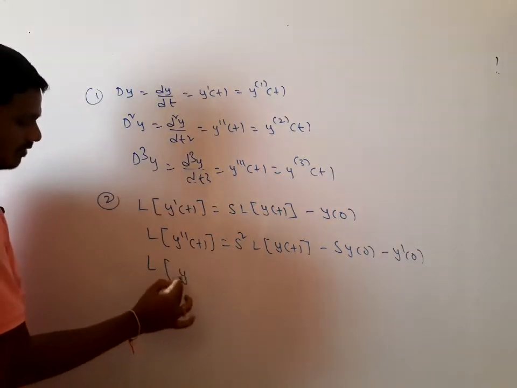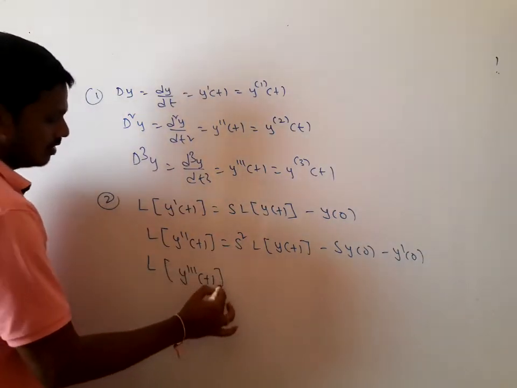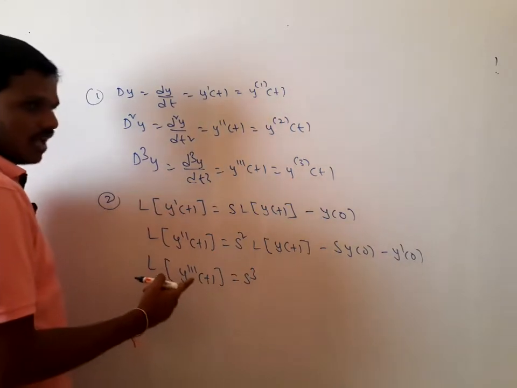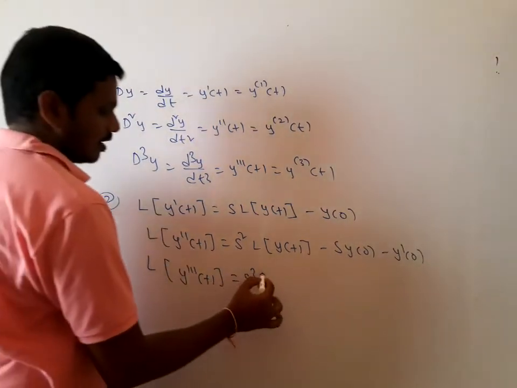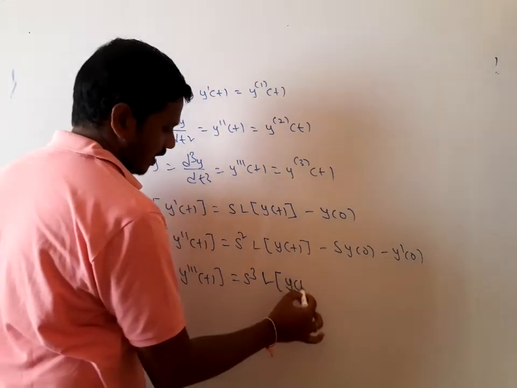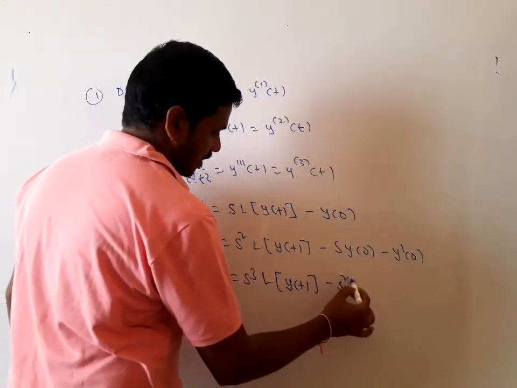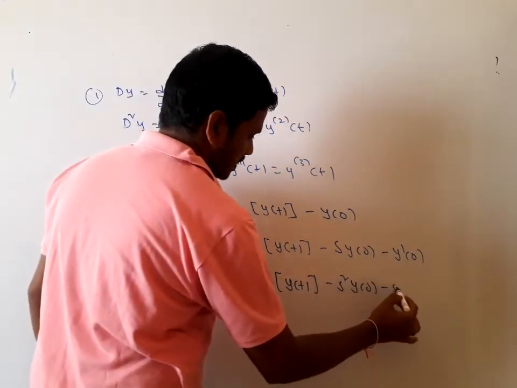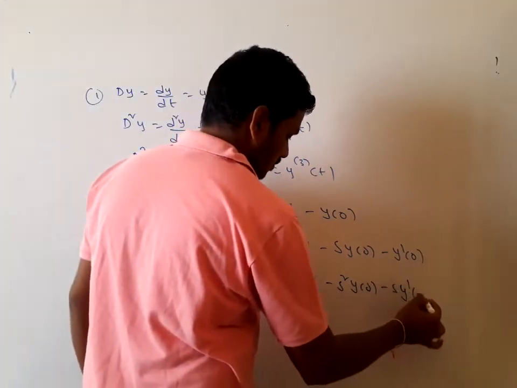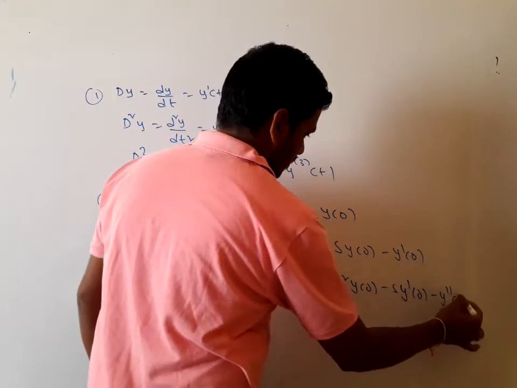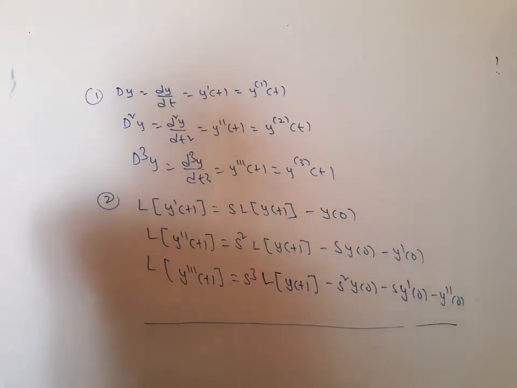The Laplace transform of y triple dash of t is equal to s cube. It is from the transformation of derivatives theorem; from that I am writing here, s cube times the Laplace transform of y of t, minus s square y of 0, minus s y dash of 0, minus y double dash of 0. Like that you can write the higher order derivatives, right?